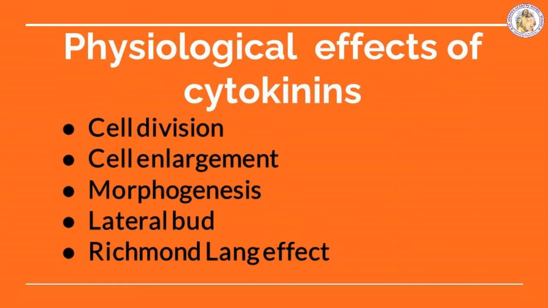Cytokinin promotes the growth of lateral buds, even if the apical bud is present. The last one is that application of cytokinin delays the process of aging in plants. This is called the Richmond-Lang effect.